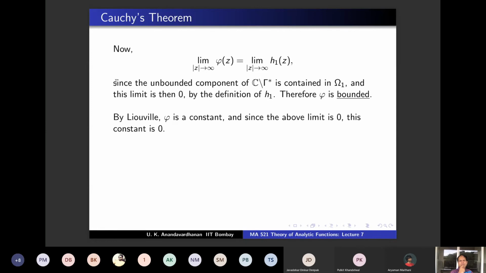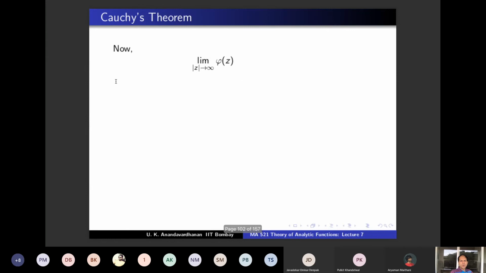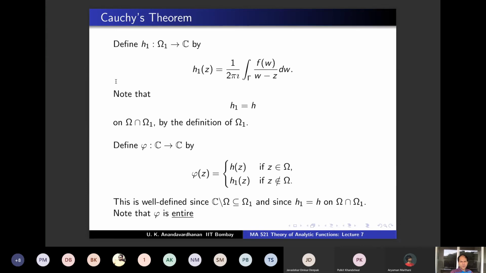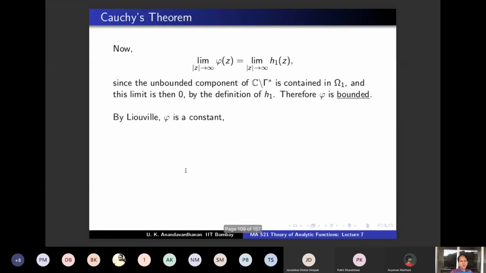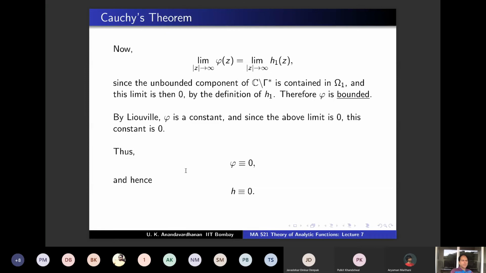Is that clear? I haven't shown that phi is 0 directly. I only said that the limit as z goes to infinity of phi is 0, and phi is a constant. Therefore phi has to be the constant function 0, because for any non-zero constant, the limit would be that non-zero constant. Because the limit is 0, phi has to be the constant function 0. Therefore phi is identically 0, and therefore h is identically 0.